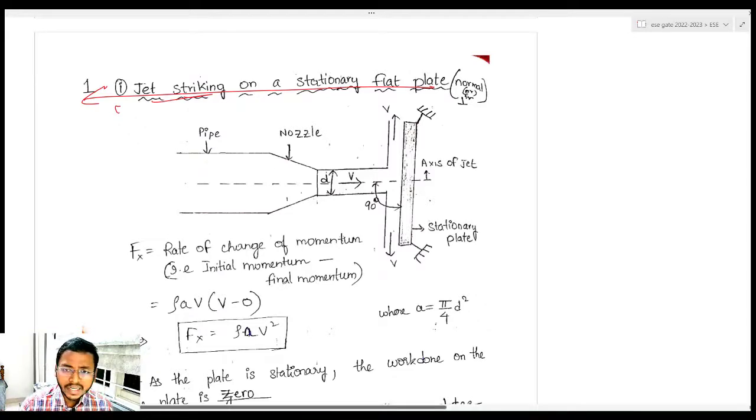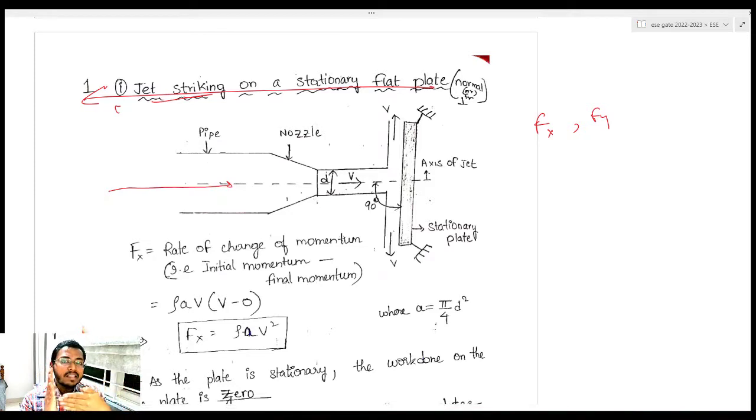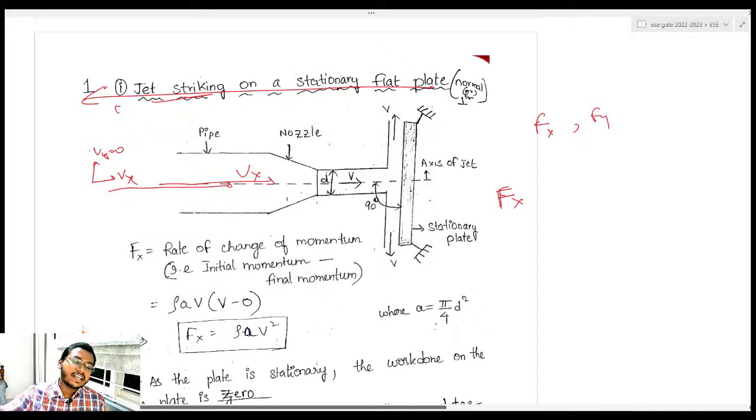Did you get clarity? So let us find out what is the force acting. In this chapter, two forces we will generally find out: the force in the horizontal direction and the force acting on the plate in the vertical direction. In this case, we have water coming and striking normally to this stationary plate. So it is not changing its path, right? So what is happening here? There will be Vx, but what will be Vy? Vy is zero. There is no vertical component of it, right? So we have only the horizontal component Vx. So obviously I am interested in finding Fx. I am interested in finding the force along my horizontal axis.